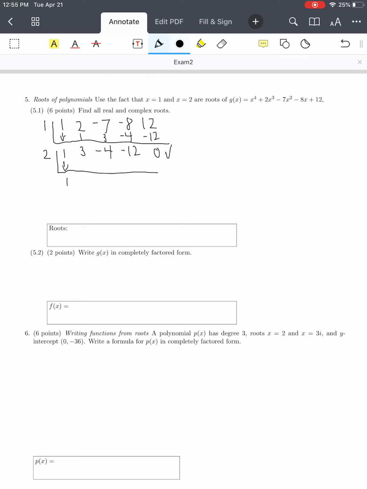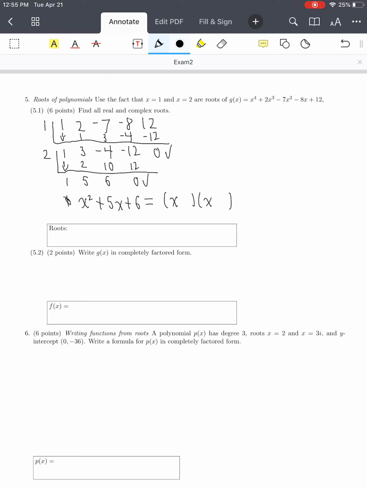So the 1 drops down. 2 times 1 plus 3 is 5, times 2 is 10, minus 4 is 6, times 2 is 12. Gives us 0 again. So here we have x squared plus 5x plus 6, which we can actually factor ourselves. We could use the quadratic formula, but here we're going to factor it instead.